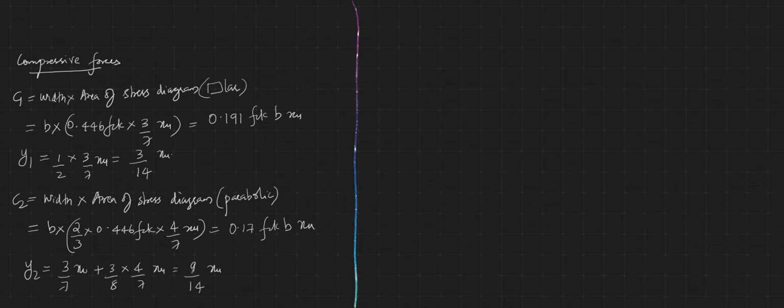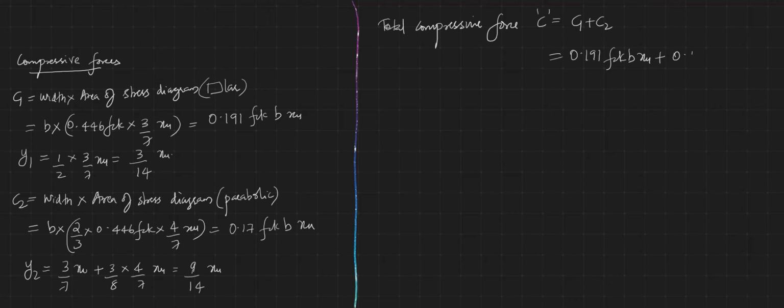So the total compressive force taken by the beam of width B, I could write it as C1 plus C2, that is 0.191 FCK B XU plus 0.17 FCK B XU. You'll get this value as 0.36 FCK B XU. That is the total compressive force.